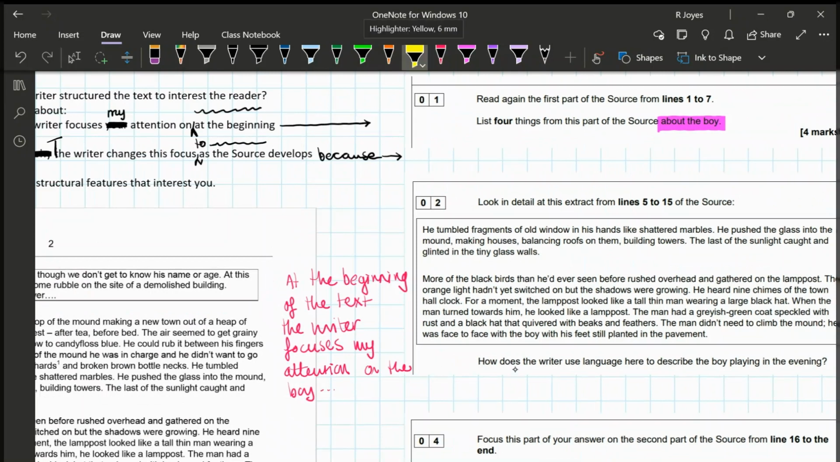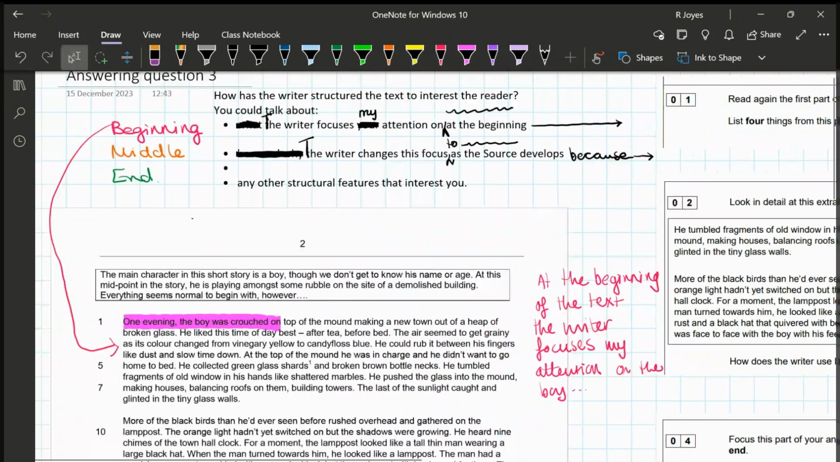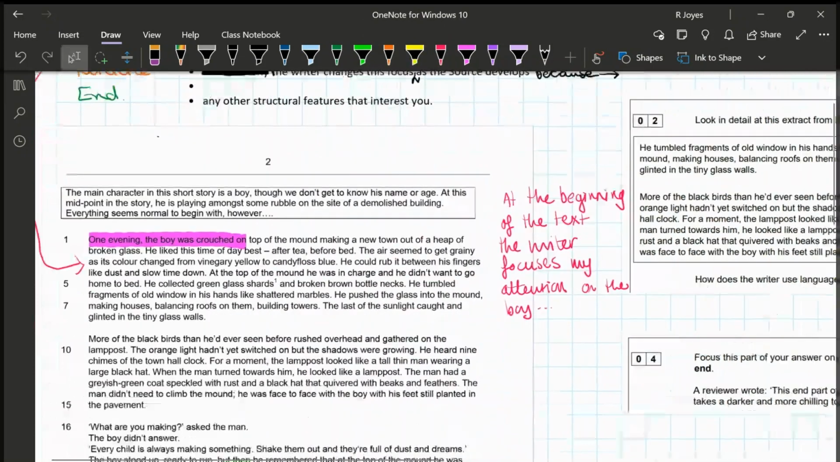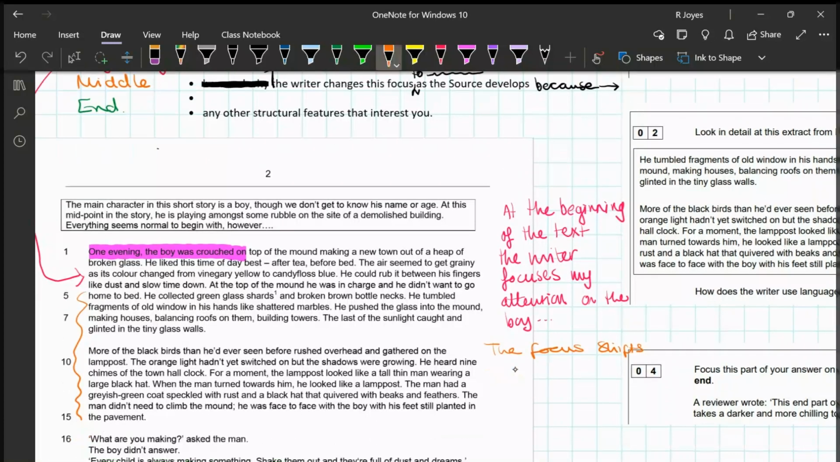So we know that we have a shift here from the description of the boy to the boy playing. So we can come back to lines 5 to 15. We know that the opening there, and we're coming right the way down to line 15, is going to be approximately here. We can then say the focus shifts, or the writer changes this focus, to the boy playing.